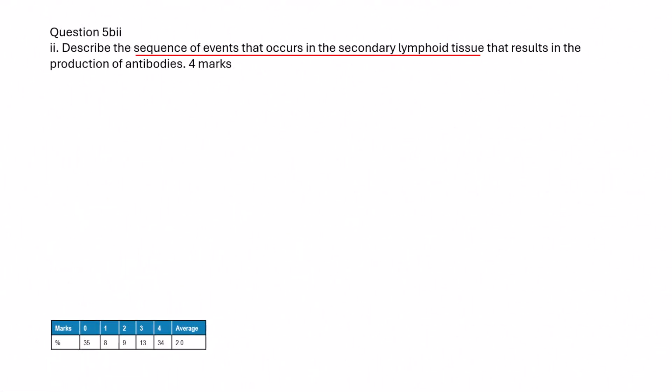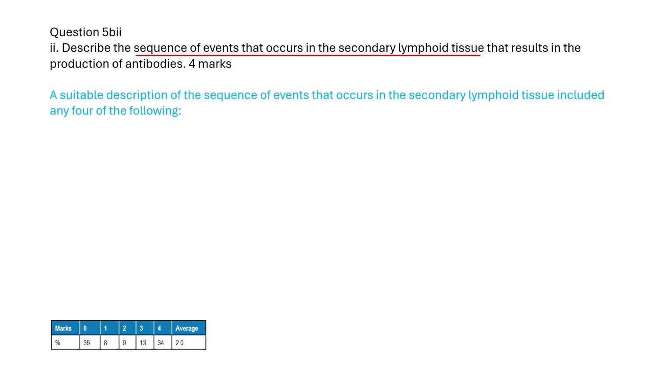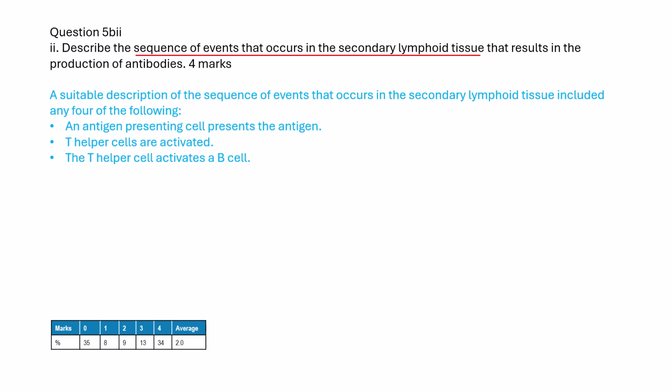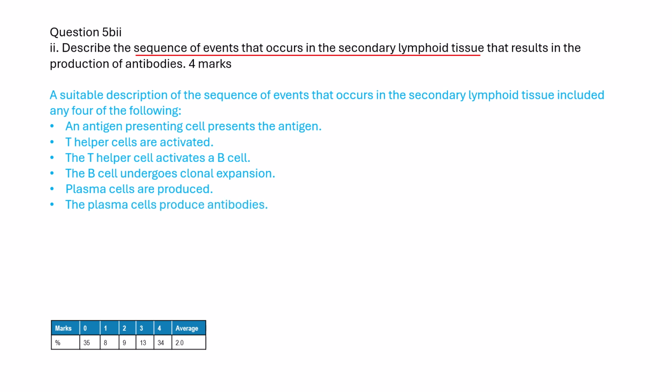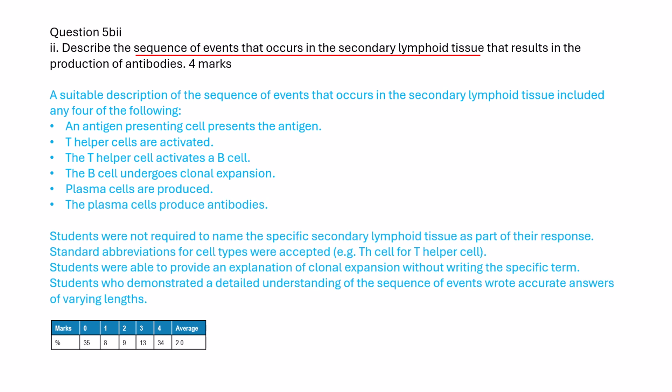Describe the sequence of events that occurs in the secondary lymphoid tissue that results in the production of antibodies. A suitable description included any four of the following. An antigen-presenting cell presents the antigen, T helper cells are activated, the T helper cell activates a B cell, the B cell undergoes clonal expansion, plasma cells are produced, and the plasma cells produce antibodies.